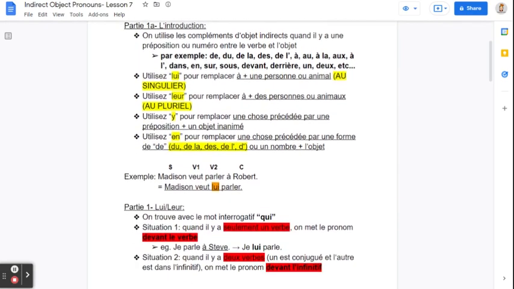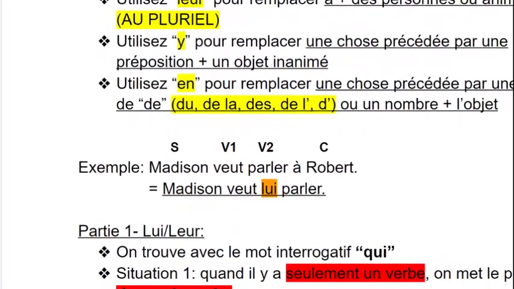So if we take a look at this example before we continue, this is also labeled so that you can see the parts of a sentence. Madison veut parler à Robert. So here you would have Madison, the subject, veut is the first verb, parler is the second verb, and then Robert would be the complement.